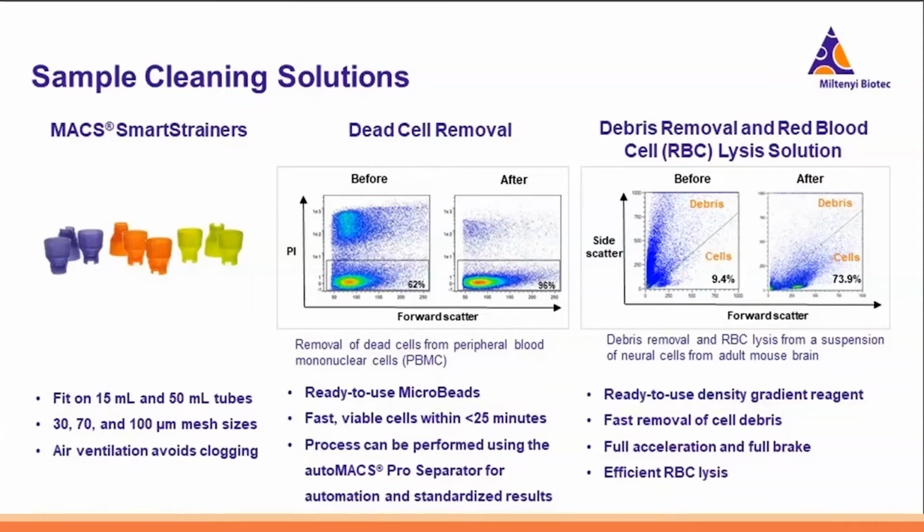Then, for cell suspensions that contain a lot of debris and red blood cells, we recommend using our Debris Removal Solution, which is a ready-to-use density gradient reagent that allows the fast removal of cell debris by centrifugation with full acceleration and full brake, and our Red Blood Cell Lysis Solution. In the dot plots on the right, you see how we applied both reagents to successfully enrich viable cells from a suspension of neural cells from adult mouse brain.